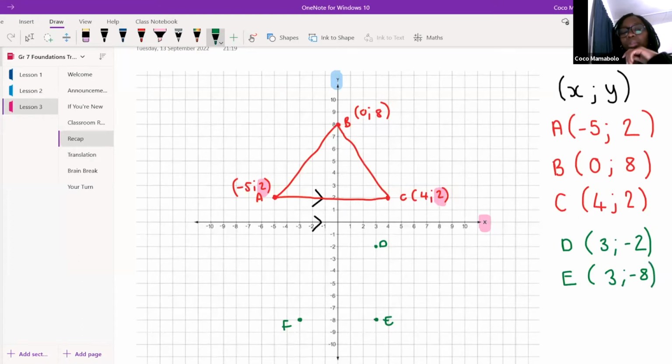Okay, Bukhali, remember your X coordinate first and then your Y coordinate. Well done, guys. And then give me the answer for F, please, guys. What are the coordinates for F? Thank you, Smita. I want other people to agree with you, though. I want to see if everyone gets the same answer.